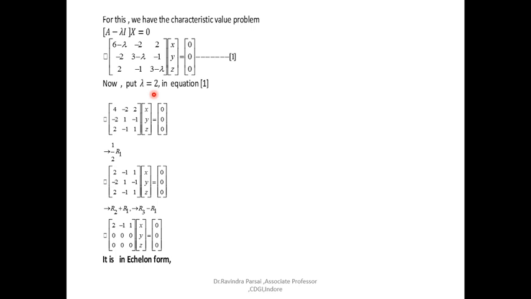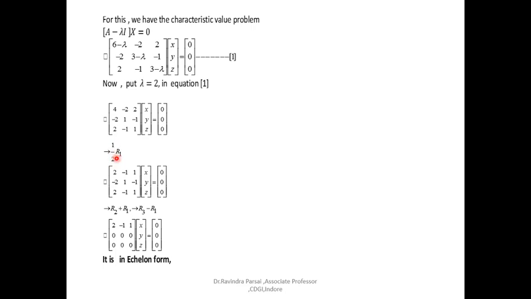Now first you put lambda equal to 2 into this equation. You get [6-2=4, -2, 2; -2, 3-2=1, -1; 2, -1, 3-2=1] times (x, y, z) equal to (0, 0, 0). Now you divide this first row by 2, because the first row is divisible by 2.